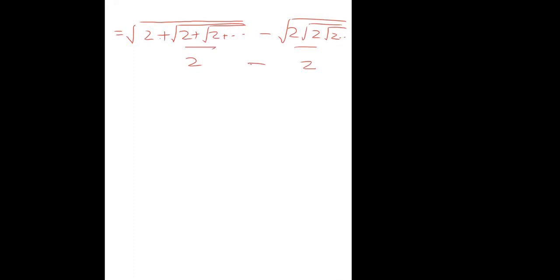The nested root of 2 one, didn't I discuss that? √(2+√(2+√(2+... up to infinity))) minus √(2√(2√(2...))) to infinity, right? This one. Yes sir. So this value is 2, this value is 2, so 2 minus 2 is 0.